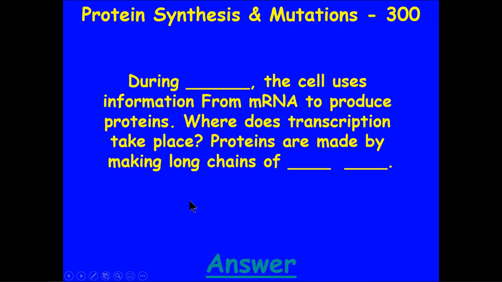During blank, the cell uses information from messenger RNA to produce proteins. Where does transcription take place? And proteins are made by making long chains of blank blanks. Answer coming in 5, 4, 3, 2, 1.